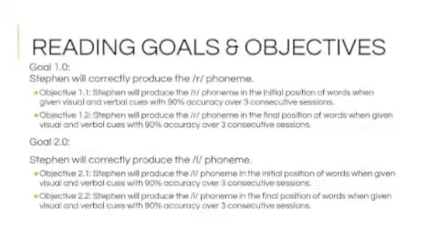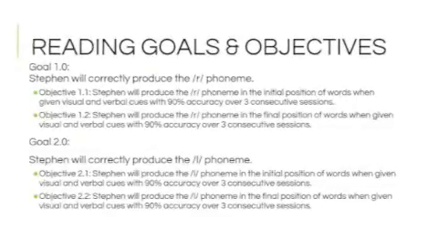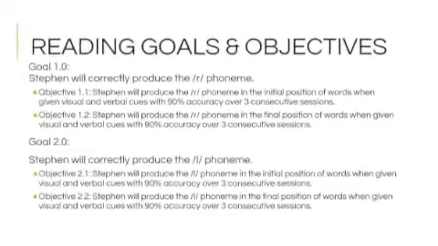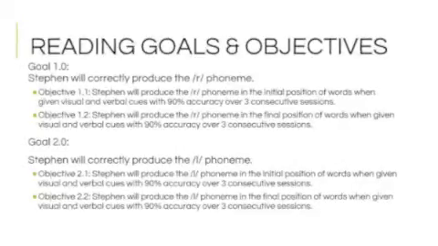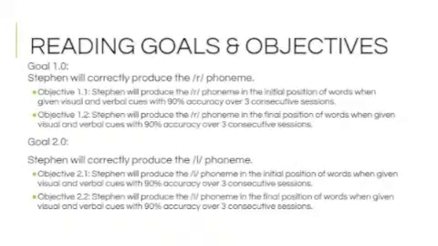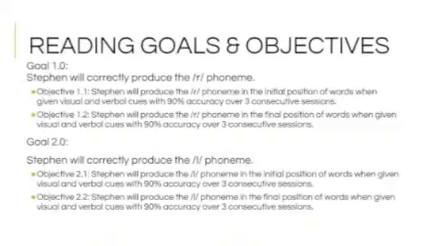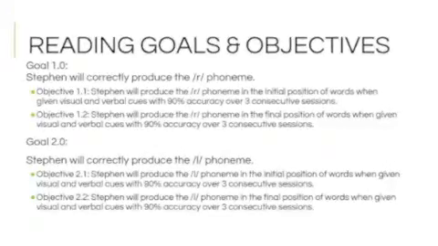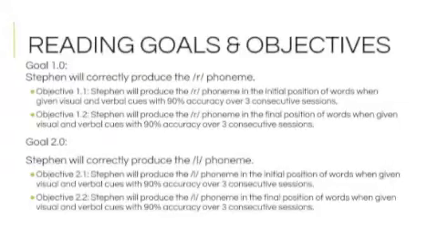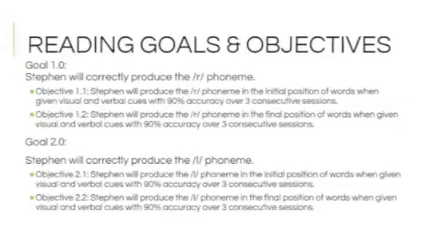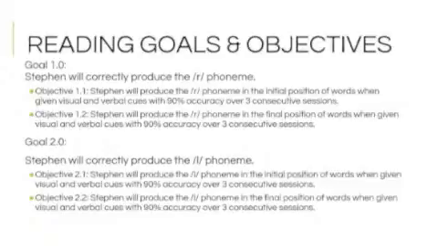Our second goal is Stephen will produce the L phoneme correctly. And the first objective is Stephen will produce the L phoneme in the initial position, given the same visual and verbal cues with 90% accuracy over 3 consecutive sessions. And then again, the L phoneme in the final position.